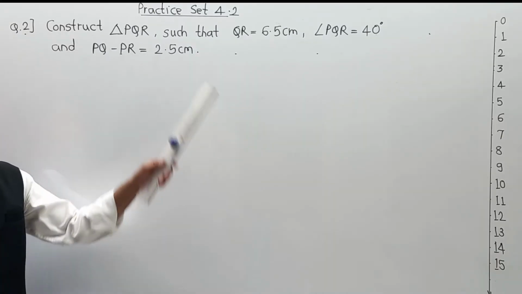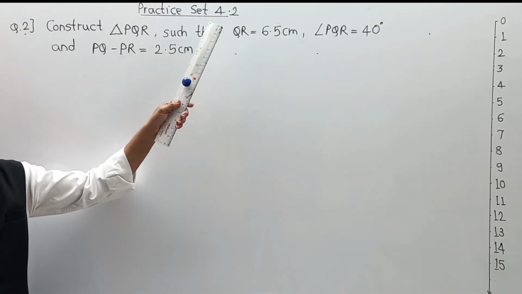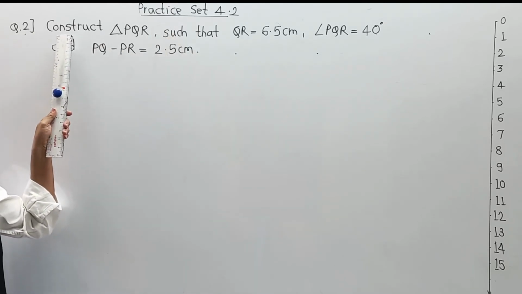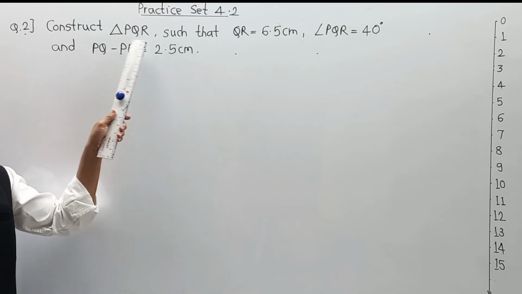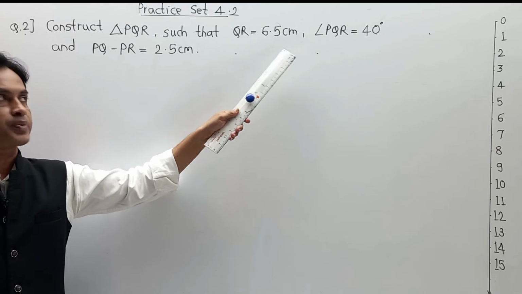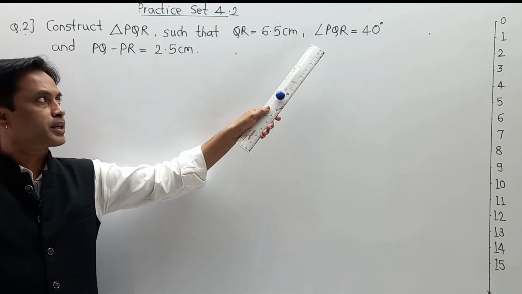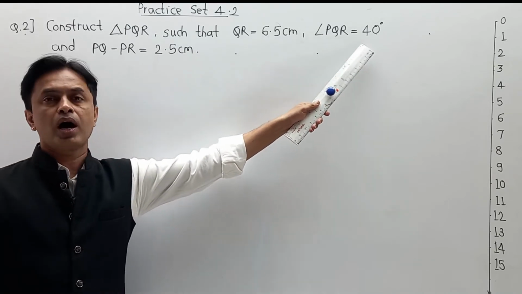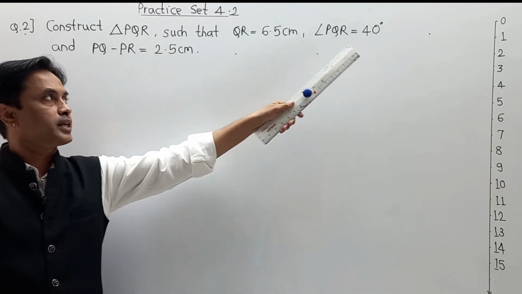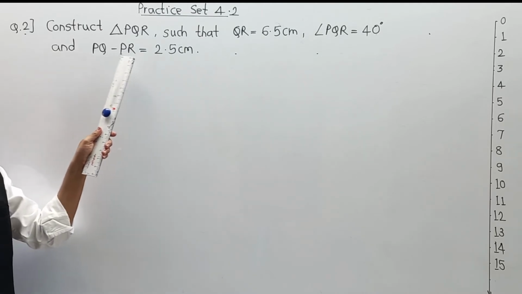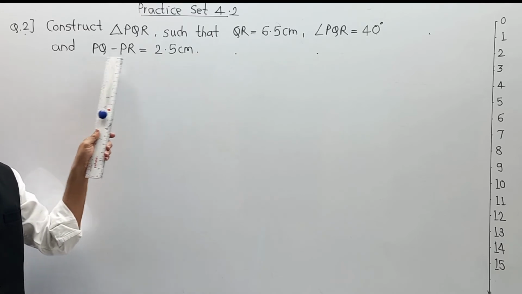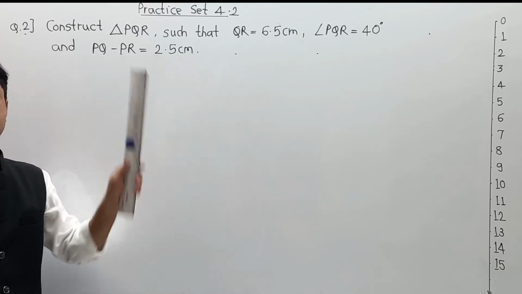Moving to the second question of practice set 4.2. Now please observe question number 2. Construct a triangle PQR such that QR is 6.5 centimeter, meaning the base is 6.5 centimeter. Angle PQR is 40 degrees. And PQ minus PR is 2.5 centimeter.